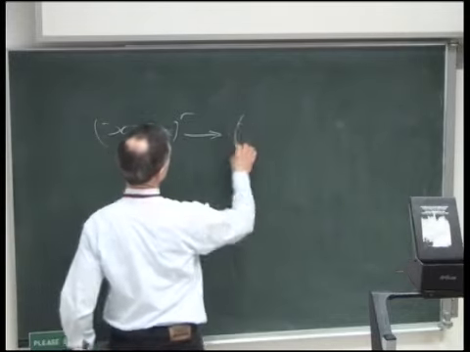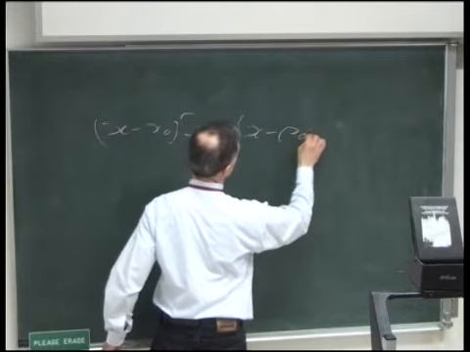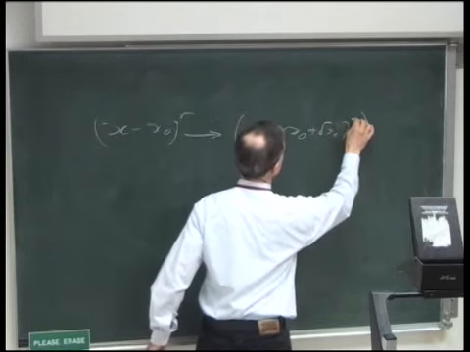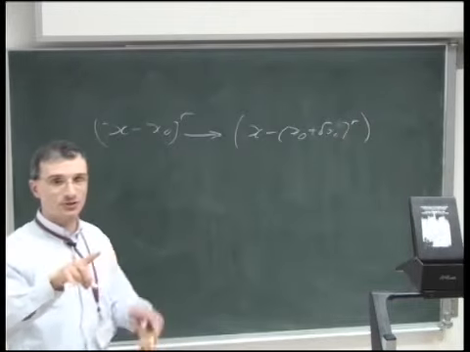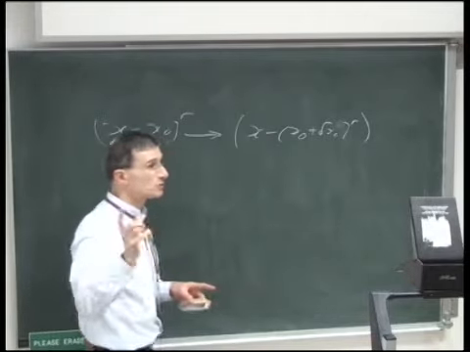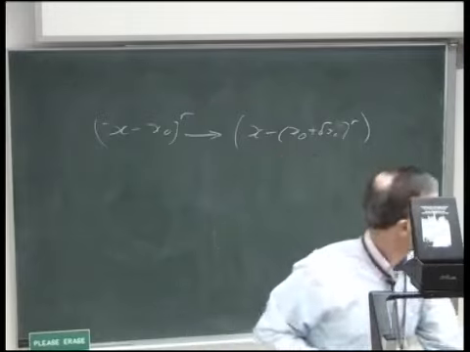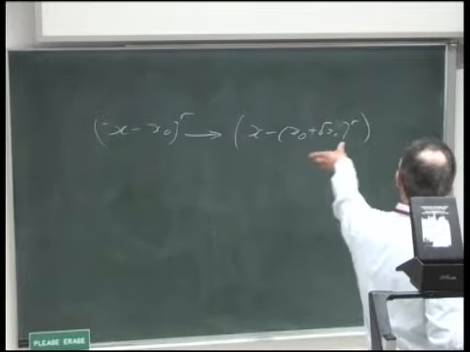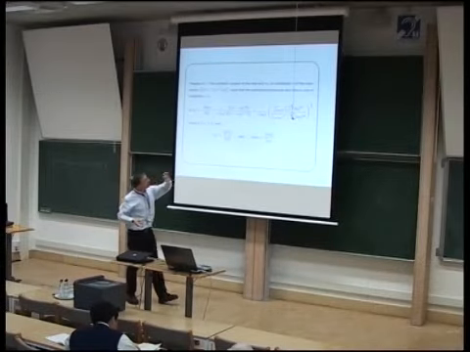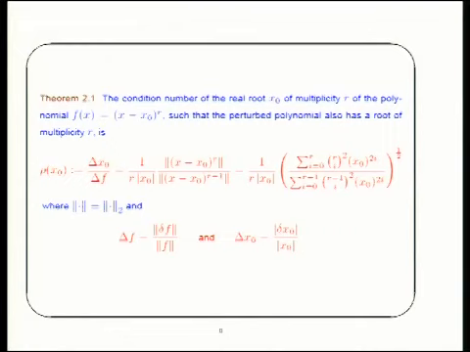So this is going to go to my perturbed polynomial, (x - x₀ - δx₀)^r. Notice the multiplicity has been kept constant, so I'm still on the manifold, but I'm considering a different point on the manifold because the root has changed. Then if you work out the condition number of that transformation, you end up with that expression, which is quite nice. The point is, it's independent of the signal-to-noise ratio.